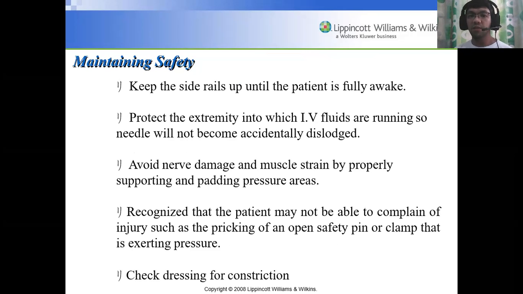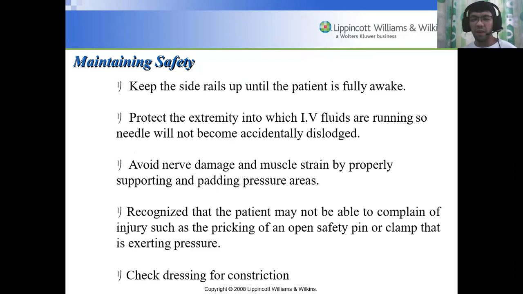Maintaining safety, keep the side rails up until the patient is fully awake. That's very, very important. And protect the extremity into which IV fluids are running so the needle will not become accidentally dislodged. So you need to check that every now and then, because if the needle has been dislodged, it's another problem that we are going to do at the PACU. We need to reinsert the IV.